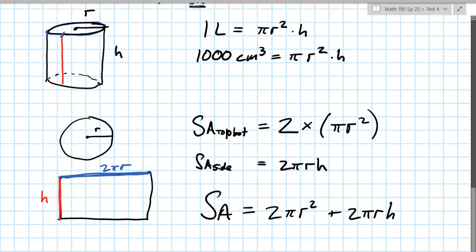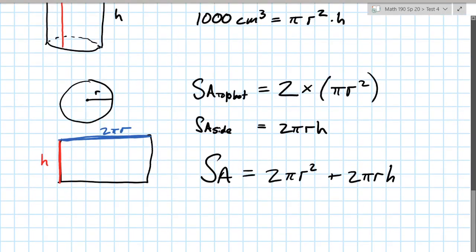This is the thing that we want to minimize. So this is our primary equation, which means this is the thing we need to take the derivative of. Right now, it's an equation with 2 independent variables, r and h. We need to use our secondary equation to write this all in terms of just 1 variable. It looks like it would be most convenient to solve for h, so I'm going to come back up here, divide both sides by pi r squared to get h equals 1,000 divided by pi r squared.